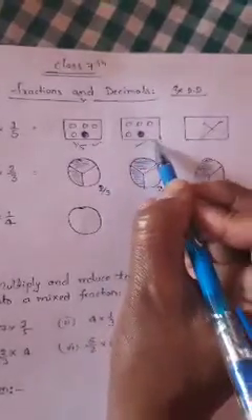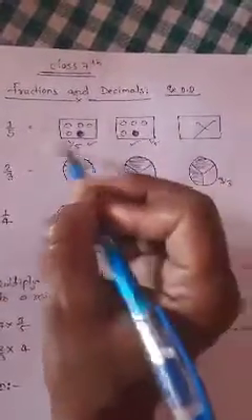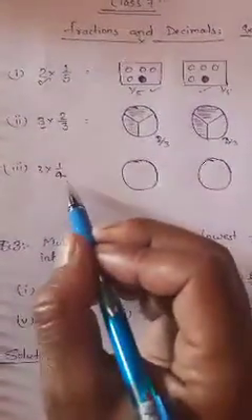Similarly students, here it is 1 upon 5 because one circle is shaded. So 1 upon 5, how many times? 2 times.